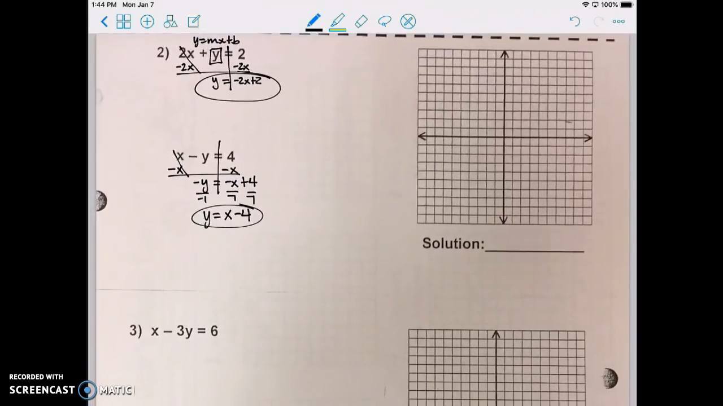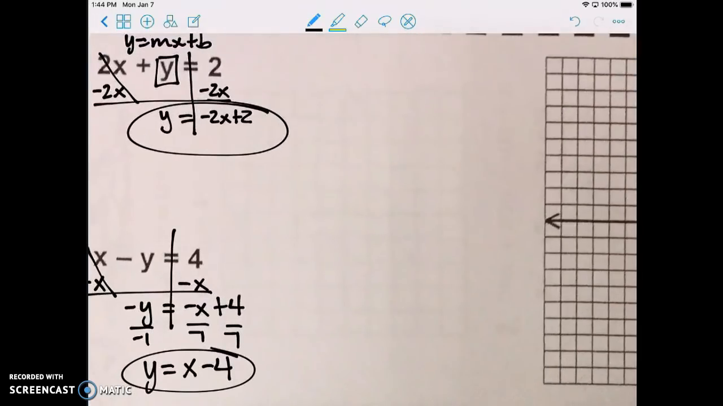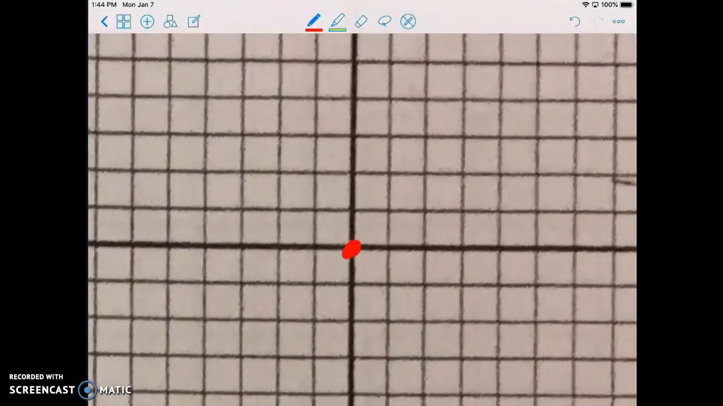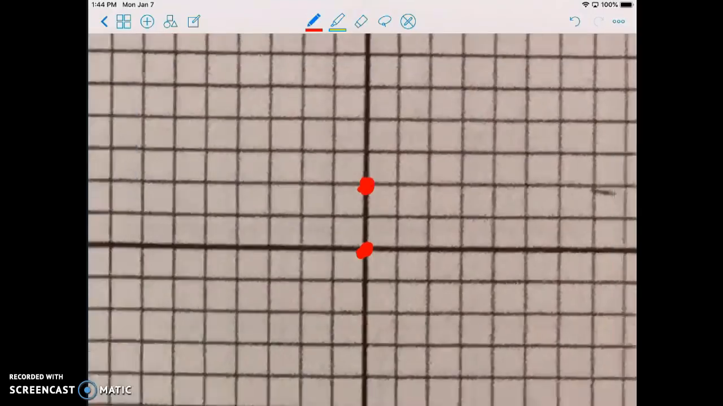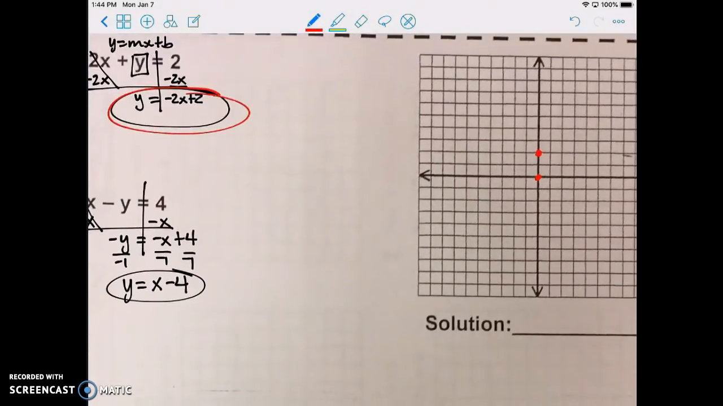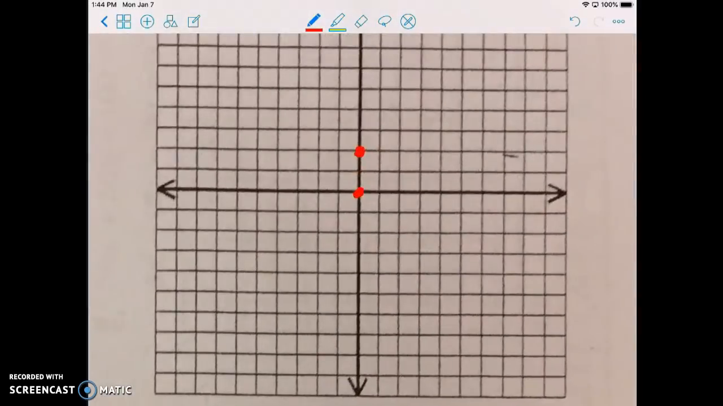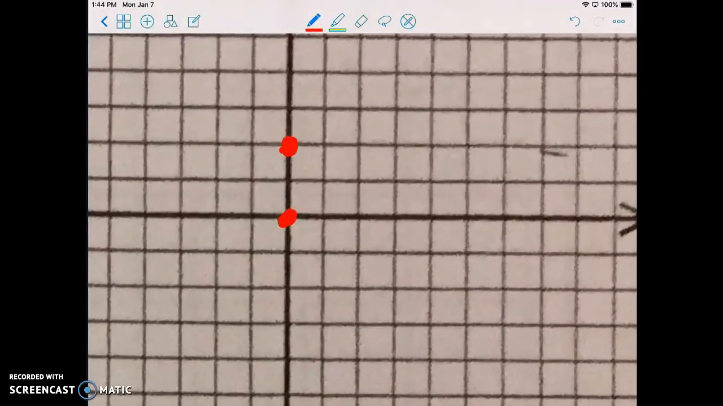So now I'm going to graph these two. I'm going to graph this one in red. That has a y-intercept of 2, so I'm going to start at 2. Here's our 0, so I start at 2. Then I go down 2, over 1. Down 2, over 1. Down 2, over 1. And now I graph.